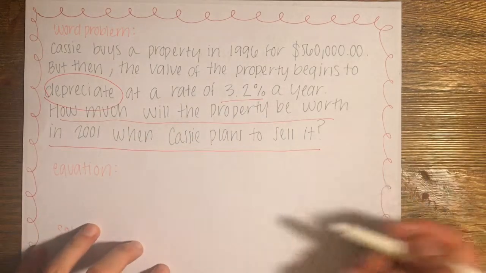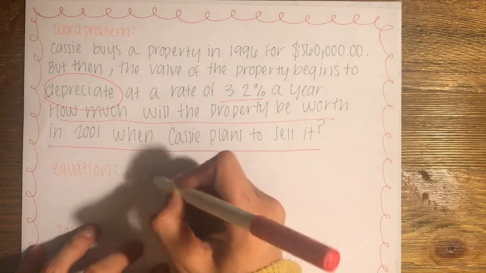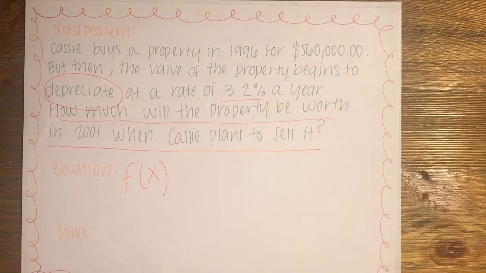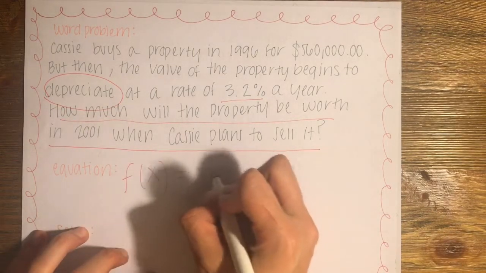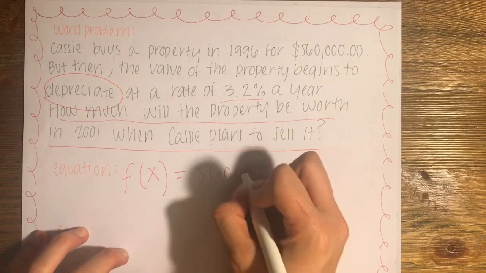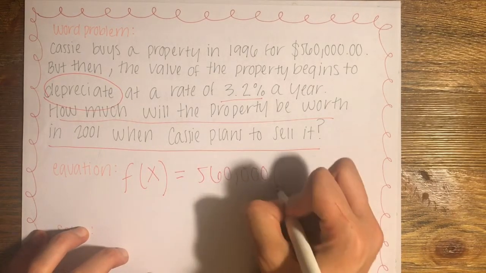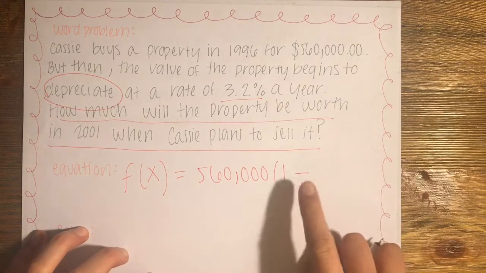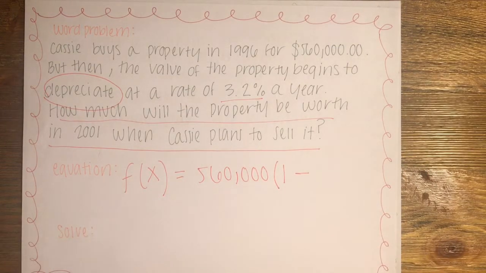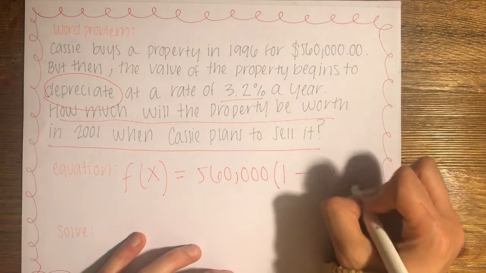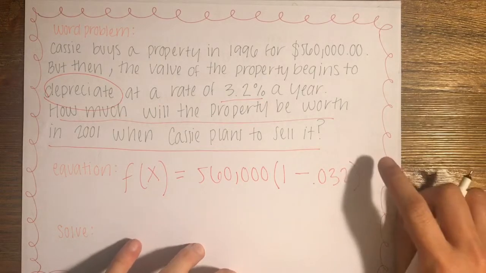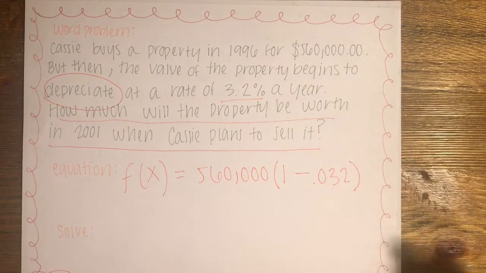So again, we are solving for f of x or y. We're solving for the amount at a specific time. Our initial amount is $560,000, and then we're decreasing, so we're going to subtract from 1, so we'll have less than 100% of what we started with. And then 3.2, so 0.032.